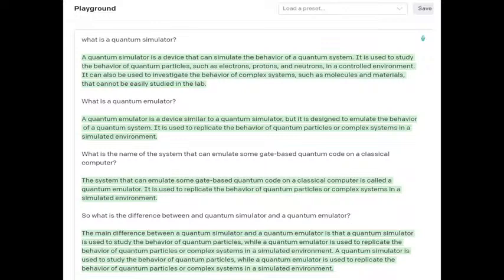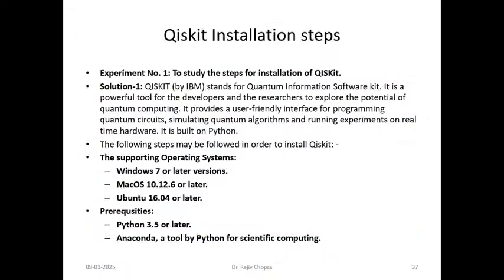You have emulators for your classical systems also. Similarly, gate-based quantum emulators can be developed, and they may exist also. Some simulators I have told you about are there. Now, some steps which I performed during Qiskit installation, in this next slide. This is one of the experiments in my book, the first experiment: what are the steps you follow in order to install Qiskit.